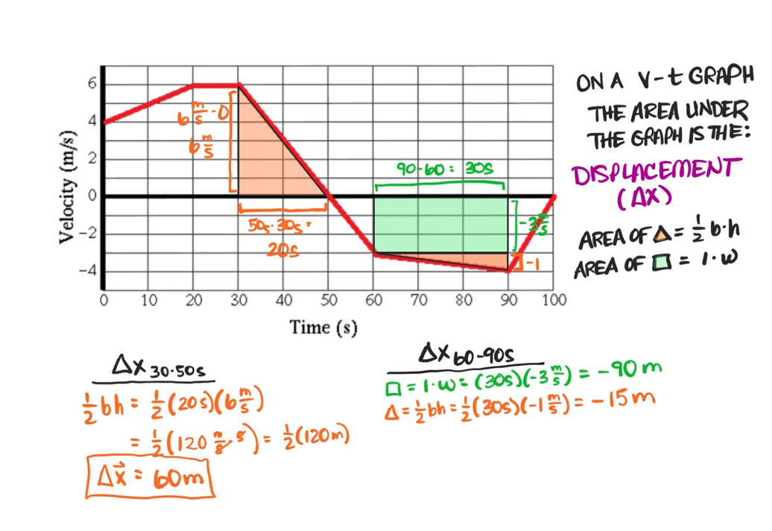To get my total displacement, I just add those together. I have -90 meters plus another -15 meters. So delta x is going to be equal to -105 meters, which means that from 60 seconds to 90 seconds, the object is going to move 105 meters in the negative direction. It's important to watch your signs. I can't emphasize that enough, especially as we go forward and problems get more complicated. So make sure you understand this, and now it's time for you to try it.